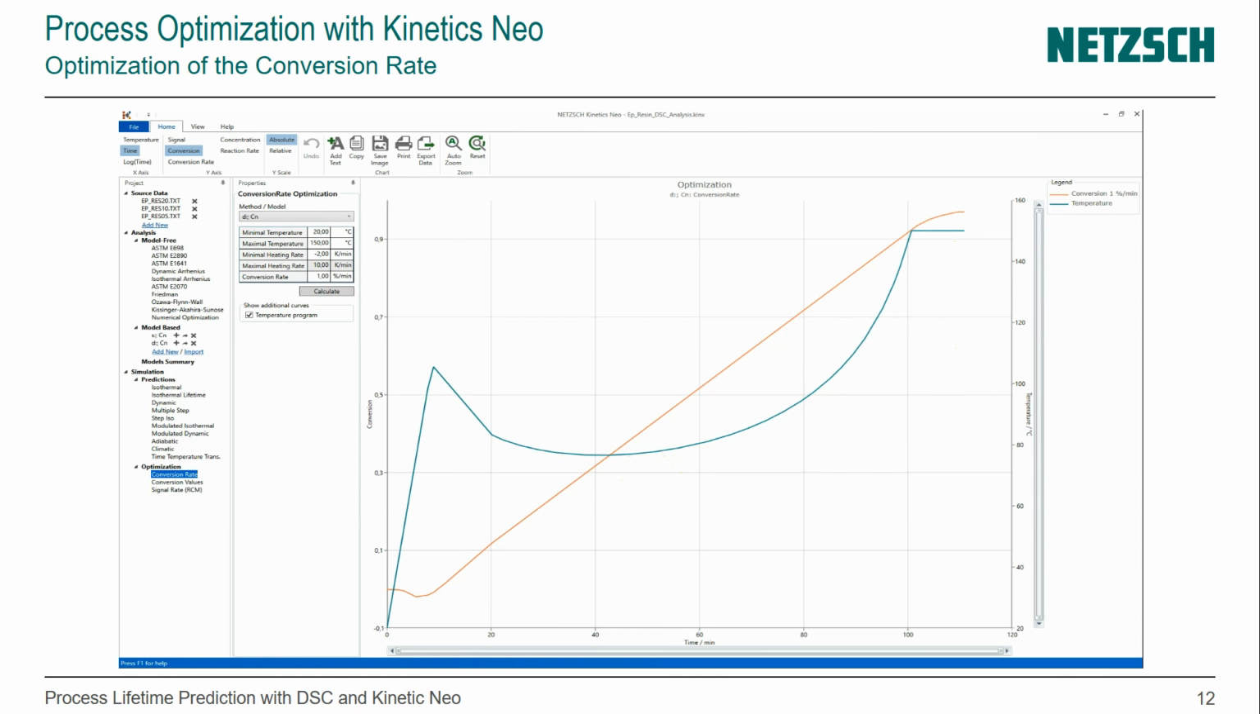This tool is very important to optimize your processes and save money in your development processes, because you can reduce time-consuming trial and error experiments, and Kinetics Neo gives you the ability to start your development of a new process with a solid database.